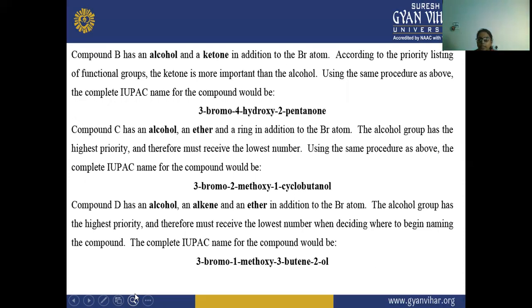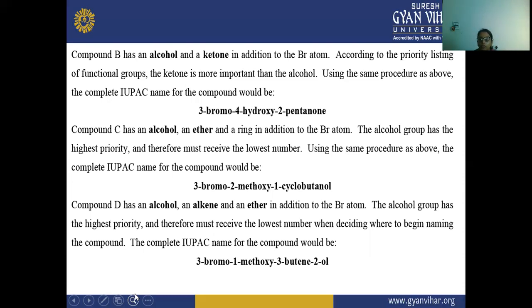Compound B has an alcohol and a ketone in addition to the bromine atom, and according to the priority listing, the ketone is more important than the alcohol. That is why its name is 3-bromo-4-hydroxy-butanone. In compound C, there is an alcohol, an ether and a ring in addition to the bromine atom. The alcohol has the highest priority and therefore must receive the lowest number. So its name would be 3-bromo-2-methoxy-1-cyclobutanol.